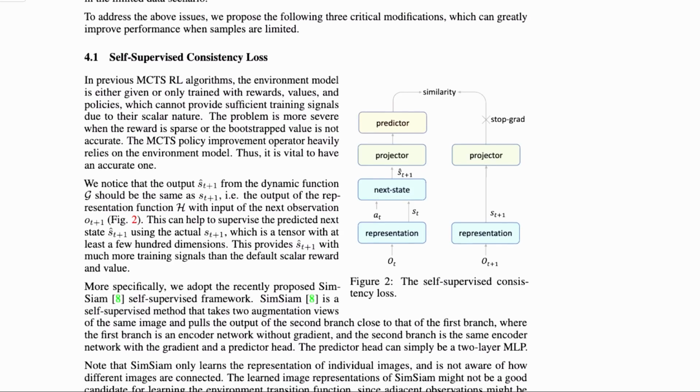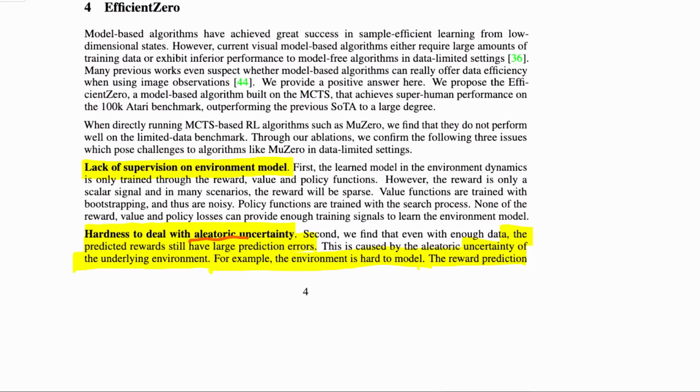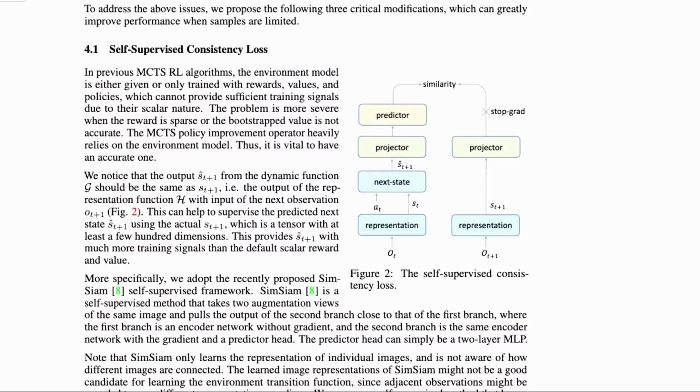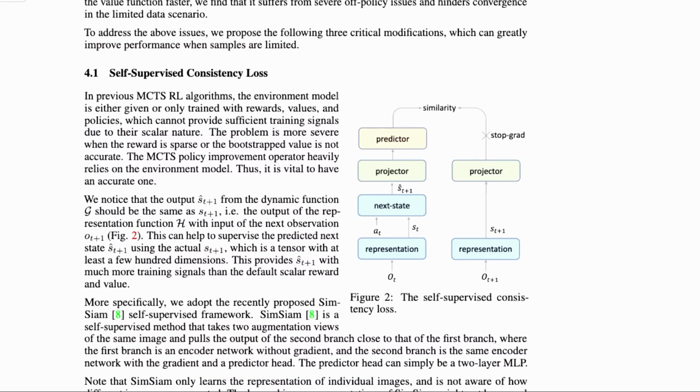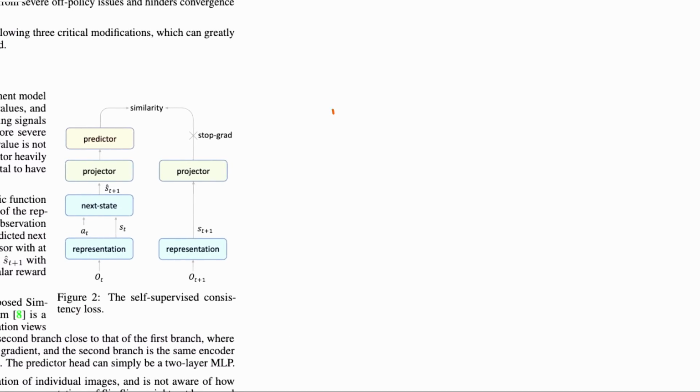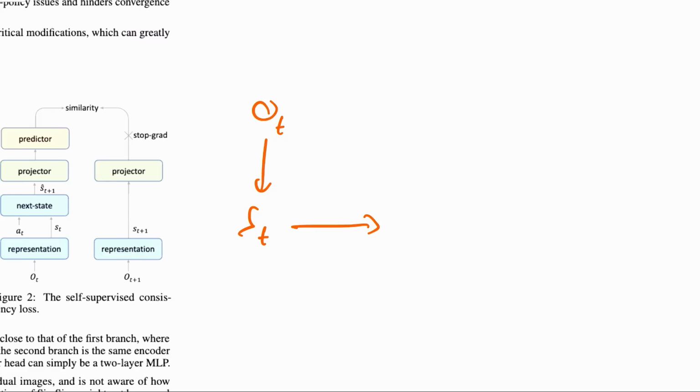So how do we now tackle these three things? The first thing they tackle is this lack of supervision on the environment model. So what they do is they add a self-supervised consistency loss. You remember that we map the observation at time t to a hidden state at time t. And then we use our latent model to predict for a given action what the state is going to be at time t plus 1. And that's an estimate, right?